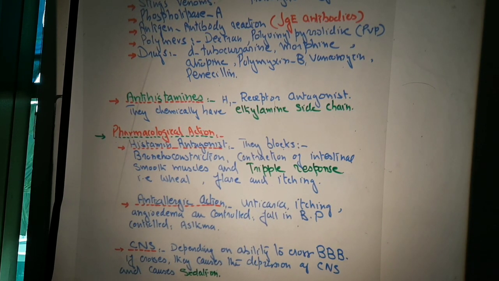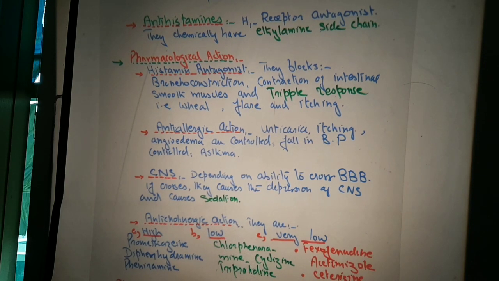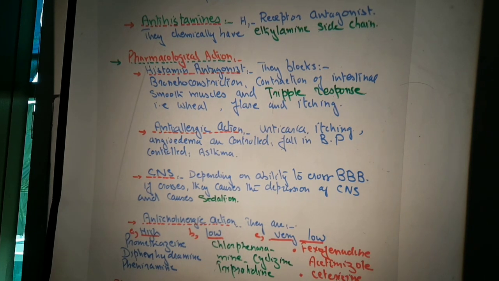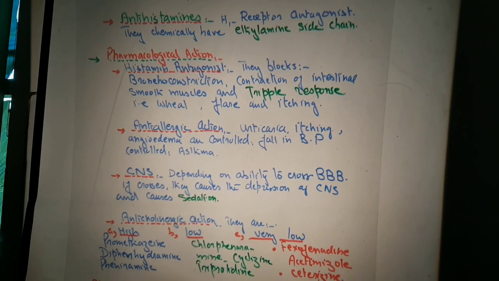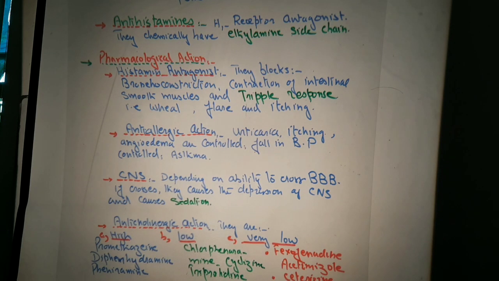That's why there are certain drugs which inhibit the action of histamine, and they are known as antihistamines. Particularly they act upon the H1 receptor, and that's why they are known as H1 receptor antagonists. Antagonist means they inhibit the combining of histamine with the receptor. Chemically they have an ethylamine side chain.